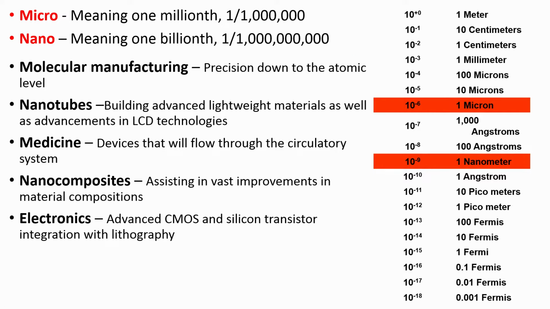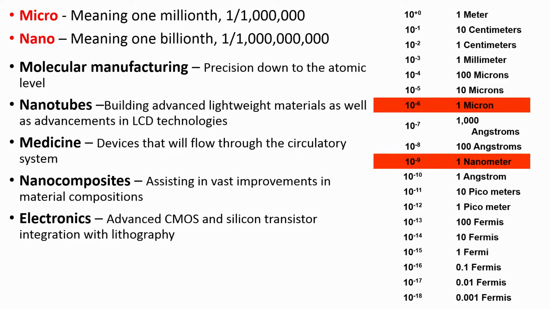Now, when you talk about molecular manufacturing, it is about precision down to the atomic level. You have several systems which can help you deposit layers atom by atom. Nanotubes are used in building advanced lightweight materials, as an advancement in LCD technologies. There is a lot of advancement. You can see that going from the CRT to the LCD that we use today is a huge improvement, particularly because of lightweight materials and advanced technologies.